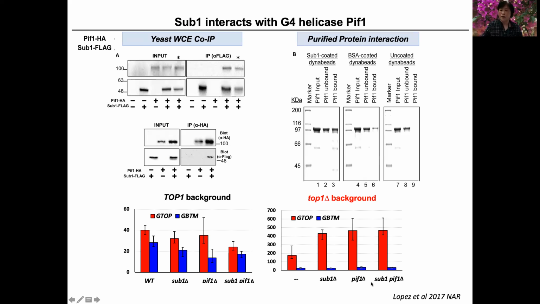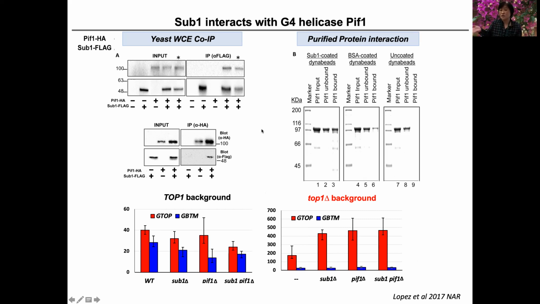And also genetically, we saw that deletion of Sub1 and deletion of PIF1 each results in an increase in recombination rate at G-top. But this rate is actually the same as a double deletion of Sub1 and PIF1. This is a very classical epistatic relationship, which shows that PIF1 and Sub1 actually function together. And by showing that they interacted with each other physically as well, we're showing that they must be working together as a protein complex. So what could this be doing?